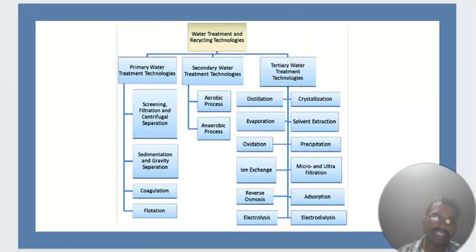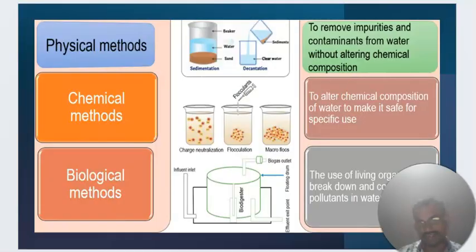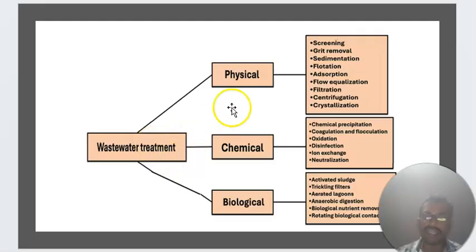Now let us understand the methods to analyze water quality: physical methods, chemical methods and biological methods. In the physical method, you can remove impurities and contaminants from the water without altering its chemical composition. For the chemical and biological methods, go through them. You can also see wastewater treatment under physical, chemical and biological categories. These are the methods used for physical treatment, these are the methods used for chemical treatment, and these are the biological methods of wastewater treatment technology.